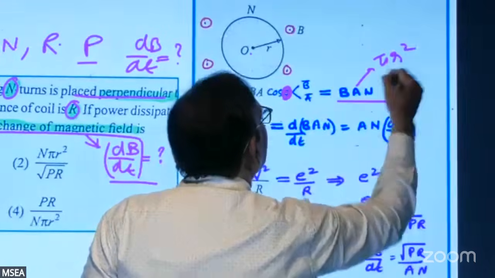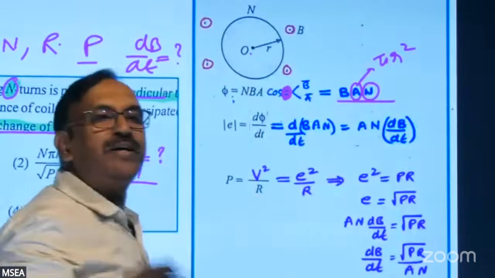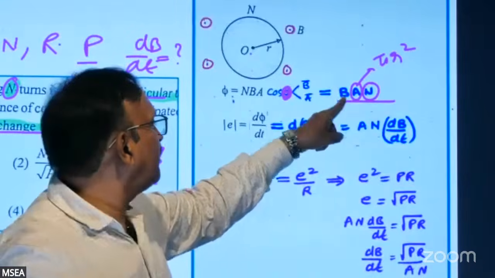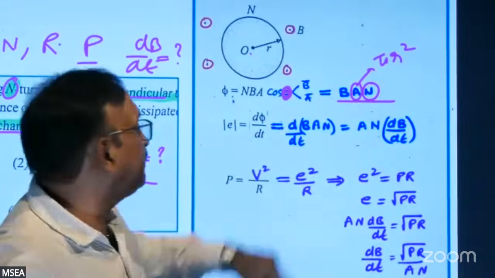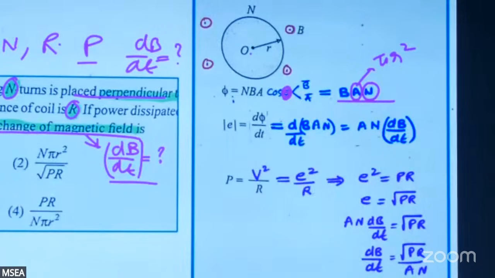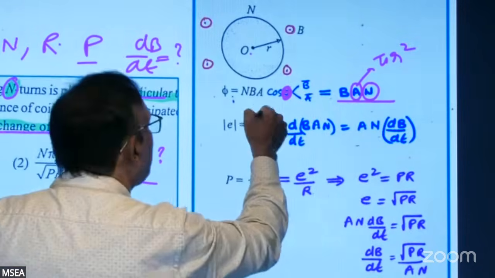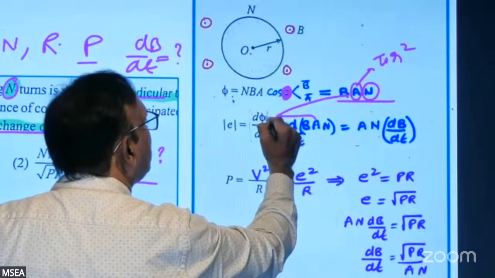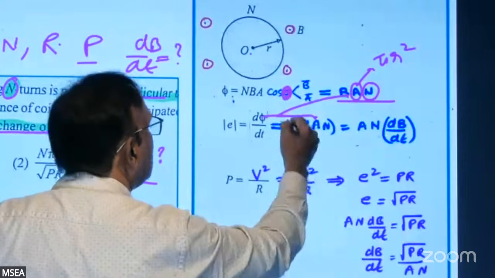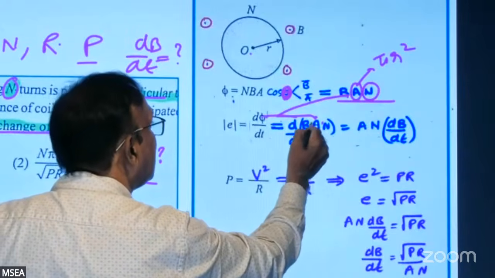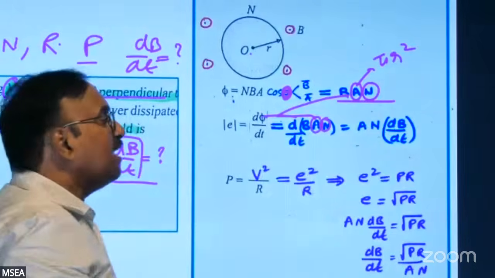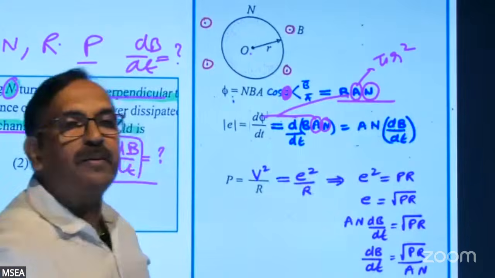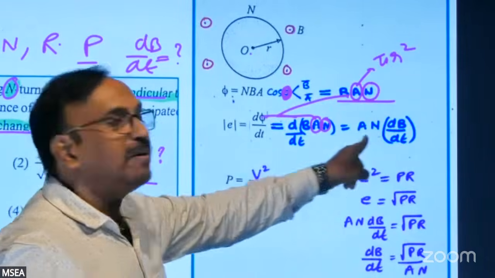Area of the coil is constant. The number of turns is constant. But since B changes, flux is changing, and he is asking what is the rate of change of B. Faraday's law: the EMF induced is nothing but the mod of d phi by dt. Phi is BAN, so in place of phi you have to write BAN. So differentiation of BAN with respect to t. Here, you know that A and N are constant. The constant terms will come outside the differentiation. So AN constant into dB by dt. Point number 1, this is the EMF developed.